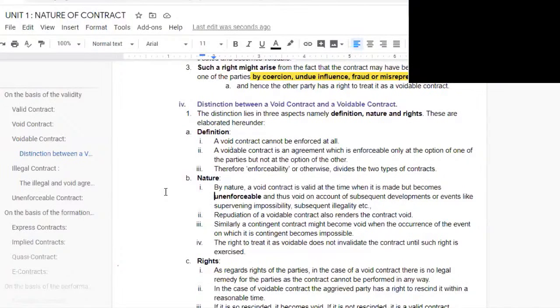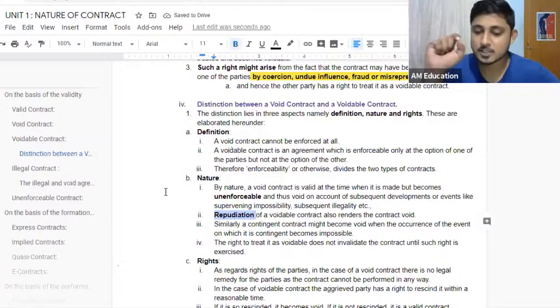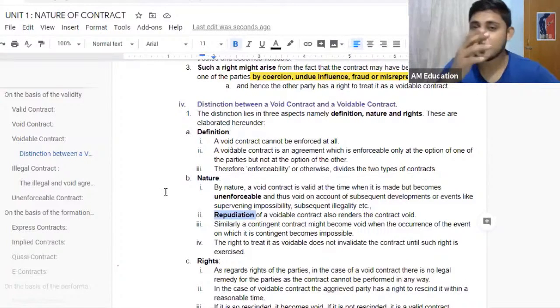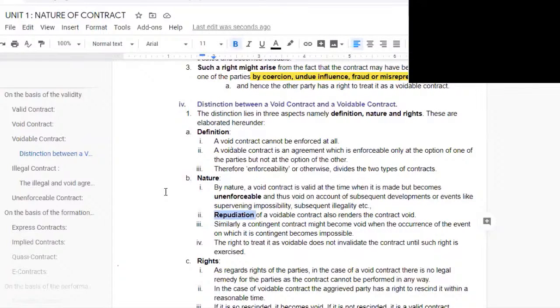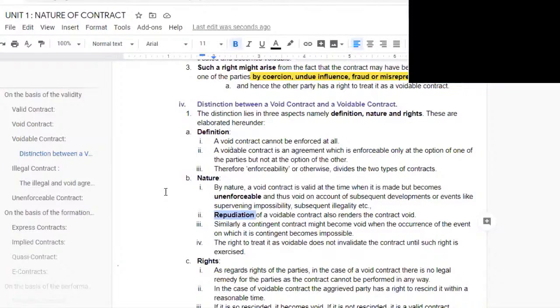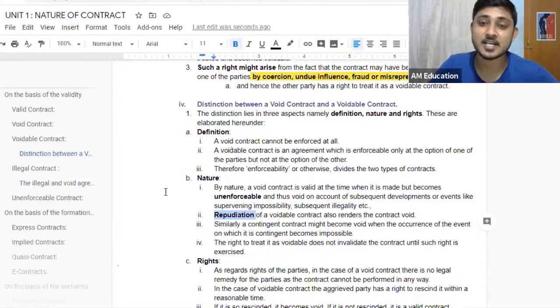Repudiation of a voidable contract also renders the contract void. Stop. In this sentence, Navya, can you tell me how many meanings of the words you don't know in the second sentence? Repudiation, sir. That's it, sir. You know the meaning of a voidable contract also renders the contract void. All the meanings you know. Yes, sir. Repudiation means cancellation, putting it an end.